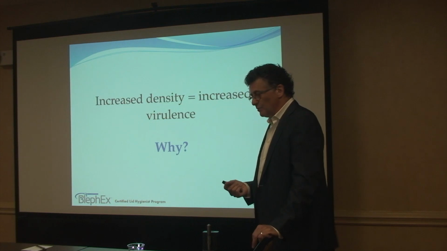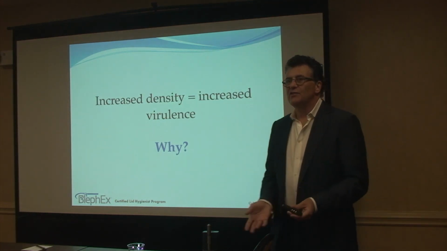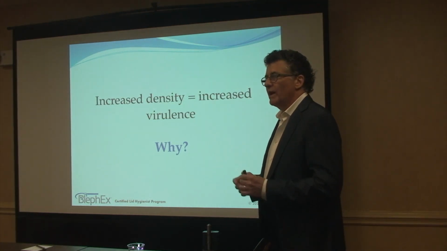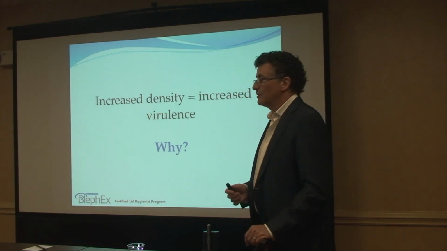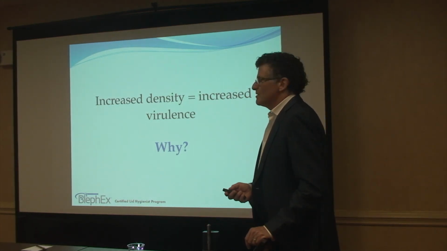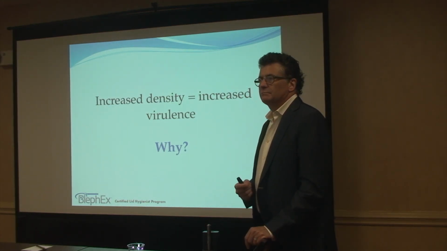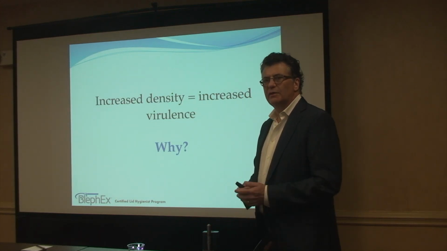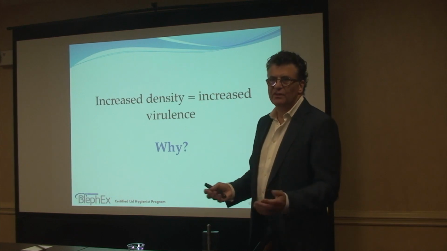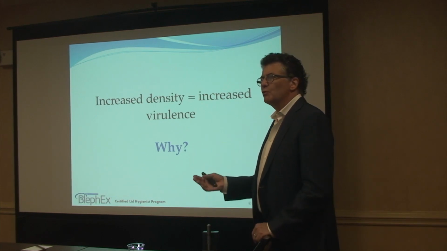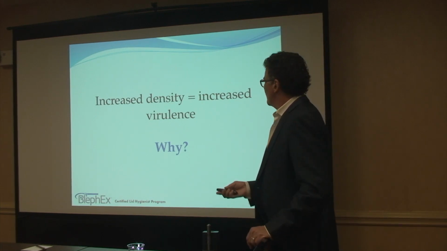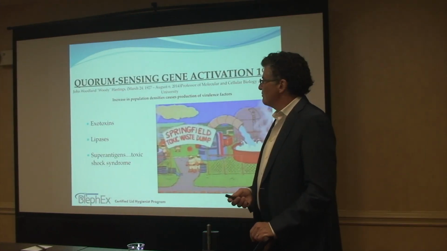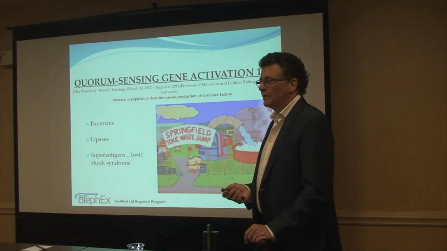So the biofilms allow the bacterial densities to go up. The numbers go way up the thicker the biofilm gets. And that makes the bacteria more virulent. Well, why is that? It's the same species of bacteria, right? So Staph epi and Staph aureus. But higher numbers, now they get pathogenic. Why is that?